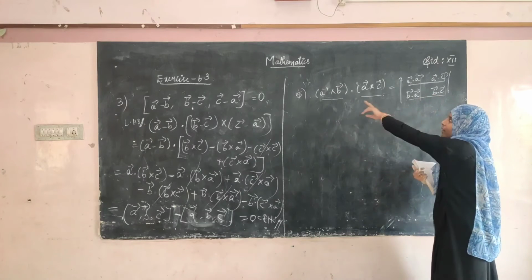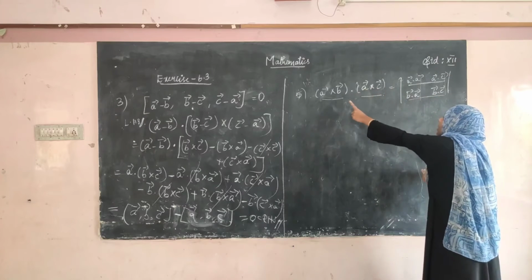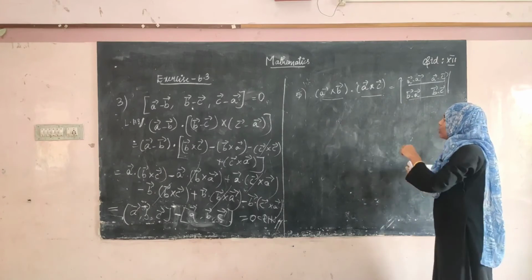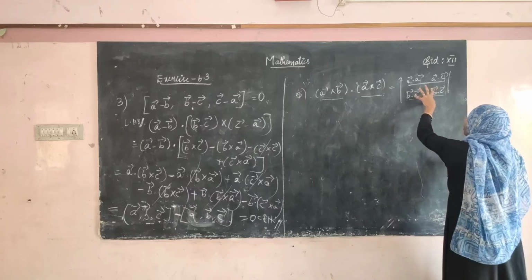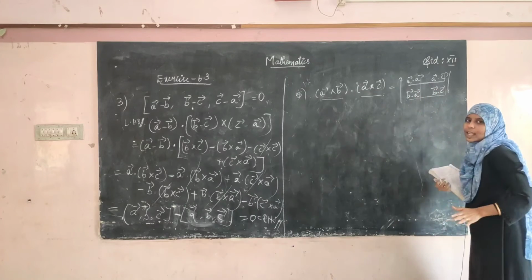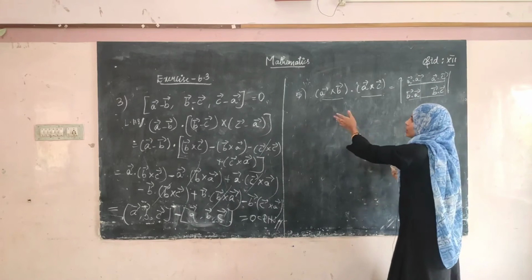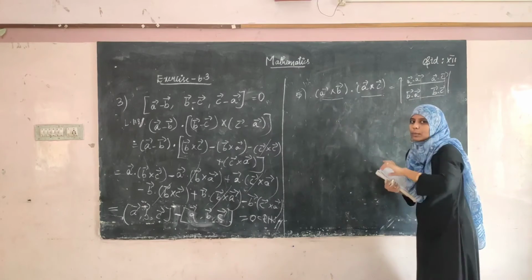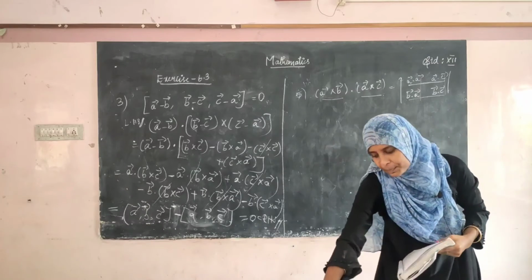The formula is like this: the determinant of A vector dot A vector, A vector dot C vector, B vector dot A vector, B vector dot C vector. You have to find these 4 values, put them in this, and find the determinant. You will get the answer. Otherwise you can use the direct method: first compute this, then compute this, and then do the dot product. You will get the answer.